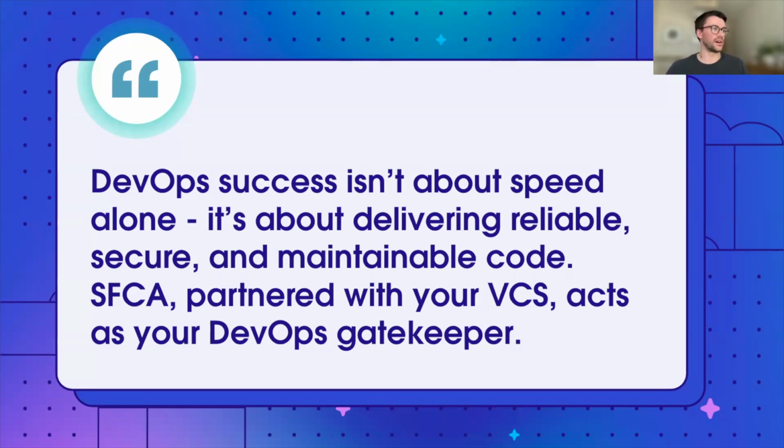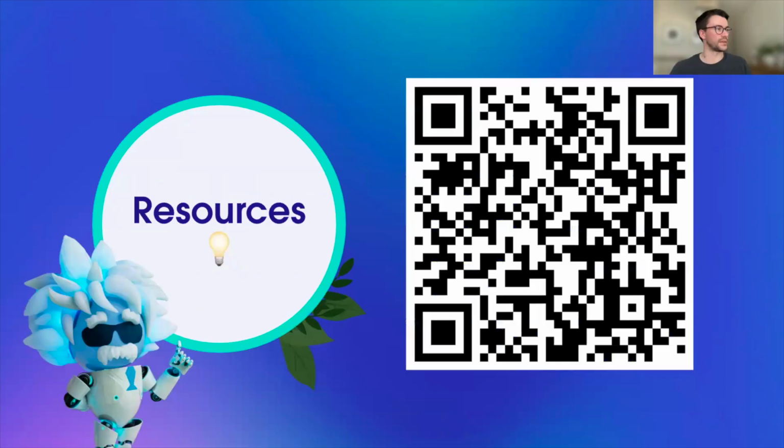So it's making sure we're delivering reliable, secure, and maintainable code from the beginning. That's why we want to be catching things at various places of the life cycle. Code Analyzer partnered with your source control system acts as that gatekeeper. We don't want to allow things to get into master and production and then become just another number in the technical debt assessment. So we want to make sure we're grabbing them as early as possible.